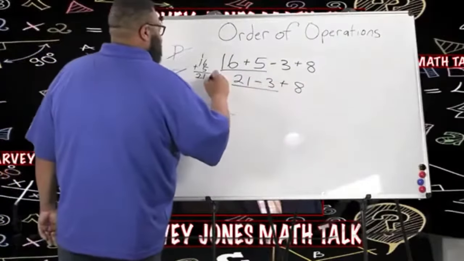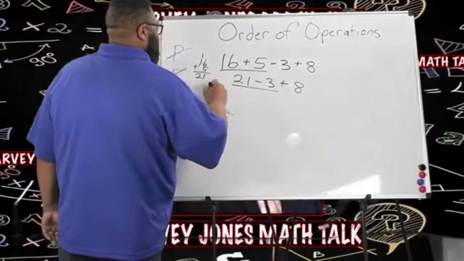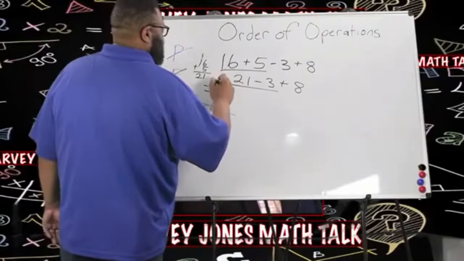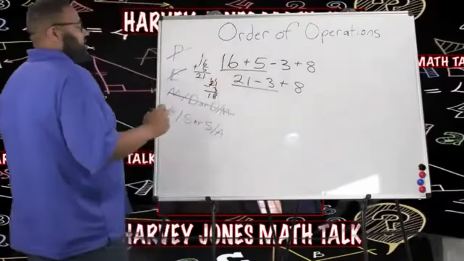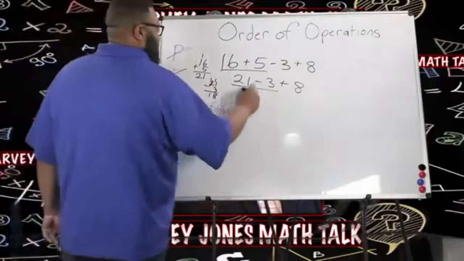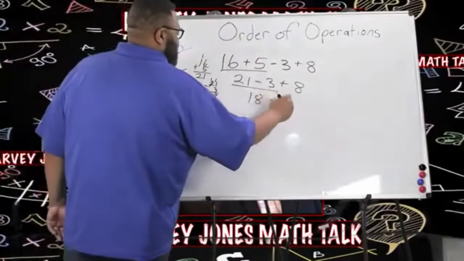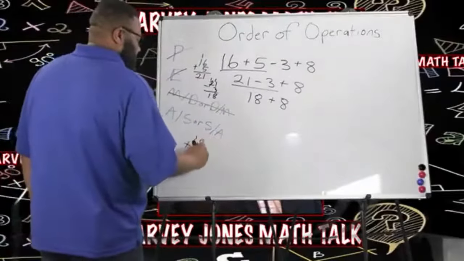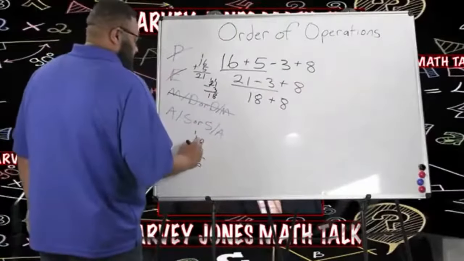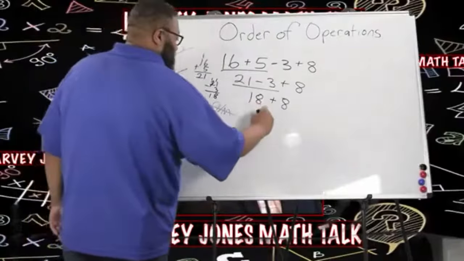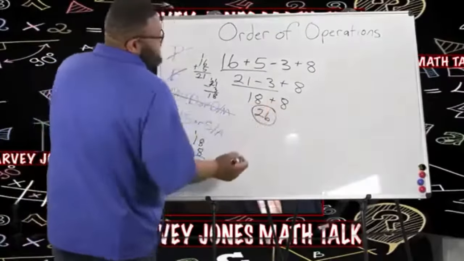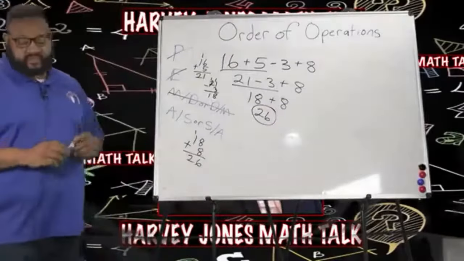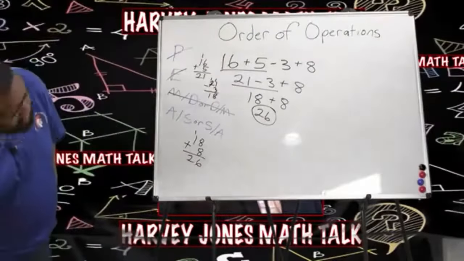Subtraction is next. 21 minus 3. 18, 19, 20, 21. Checking my work. 18 plus 8 gives us 26. Questions or concerns?